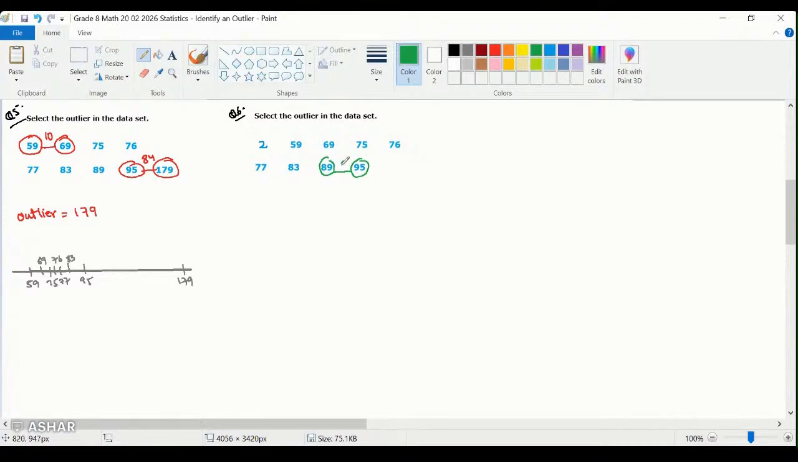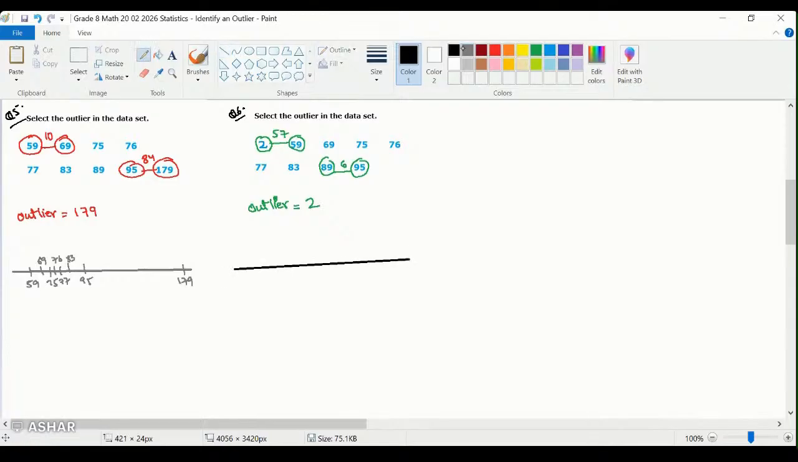What is the smallest number? That was 2 and 59. They have a difference of 57. So we can simply say the outlier in question number 6 is 2, because the number 2 is far away from the remaining set of numbers.